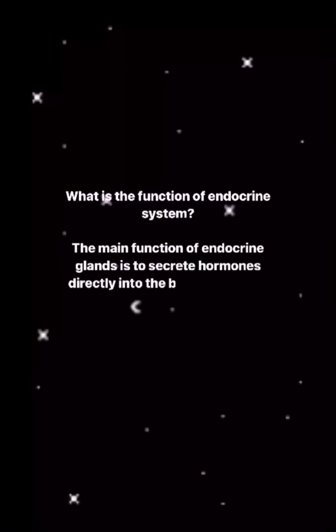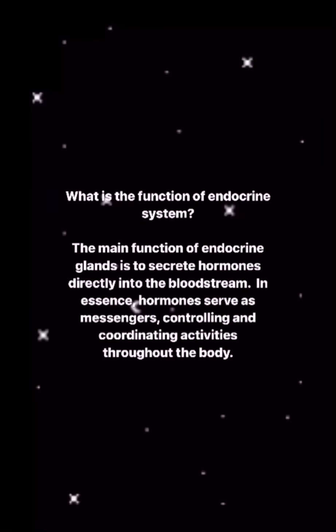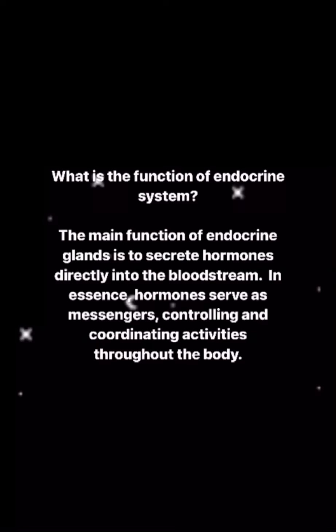What is the function of the endocrine system? The main function of endocrine glands is to secrete hormones directly into the bloodstream. In essence, hormones serve as messengers, controlling and coordinating activities throughout the body.